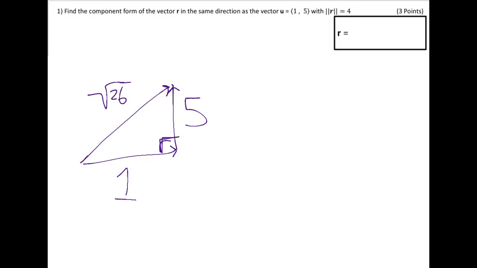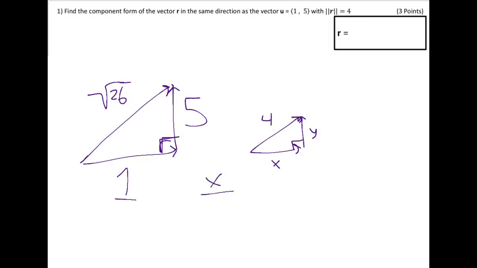We want a vector in the same direction, which means the ratio of the horizontal component to the vertical component has to be the same as in this triangle right here, aka they have to be similar triangles, which means we can set up a proportion. We know the magnitude should be 4, so the magnitude is corresponding to the hypotenuse right there, and we can find the x and y components by setting up a proportion. So let's go ahead and do that.